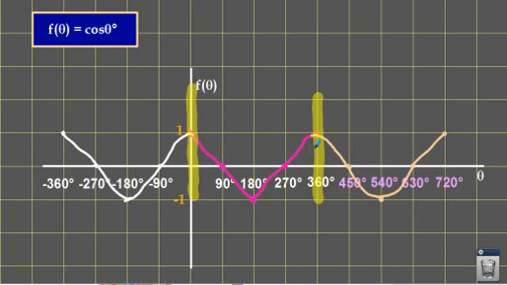So here's one full wave, and another 360 degrees. It completes a second full wave, and so on to infinity. It would keep making cosine waves.